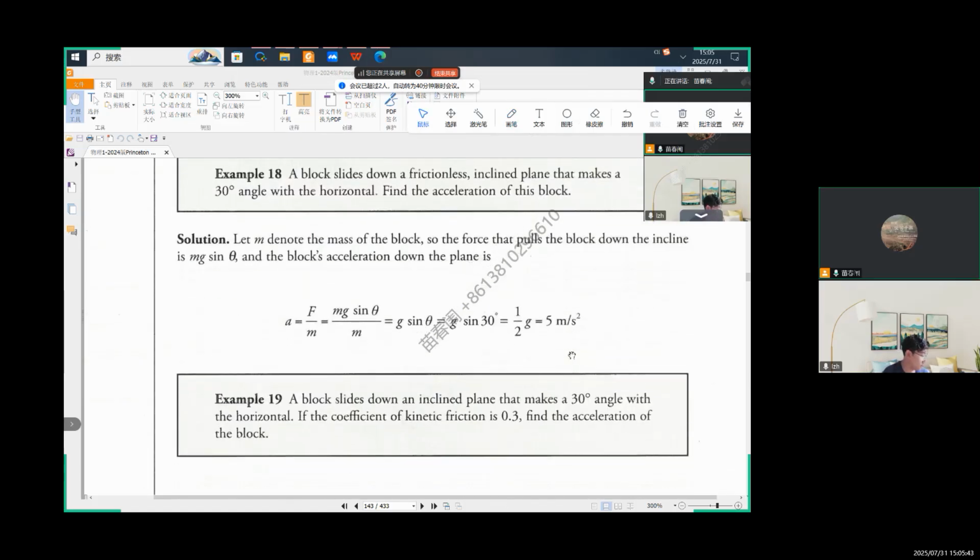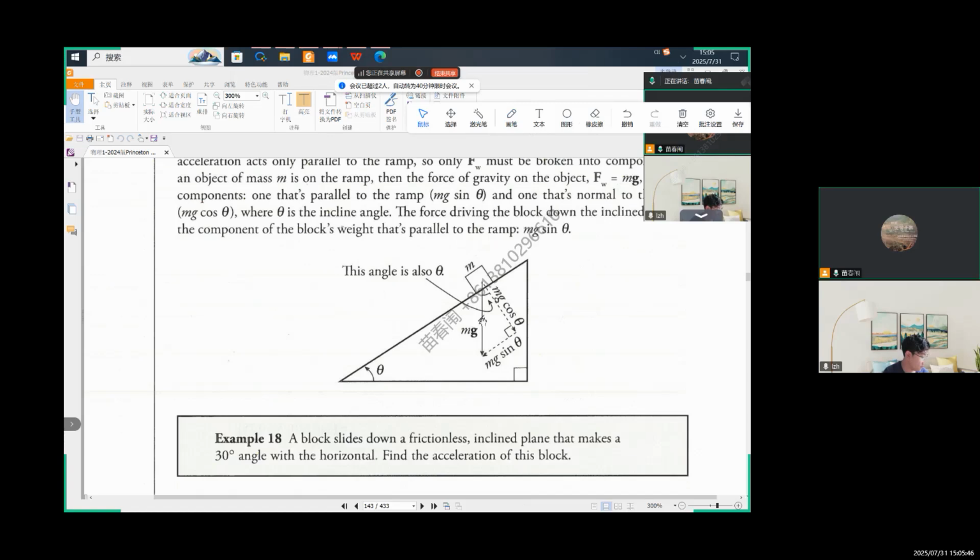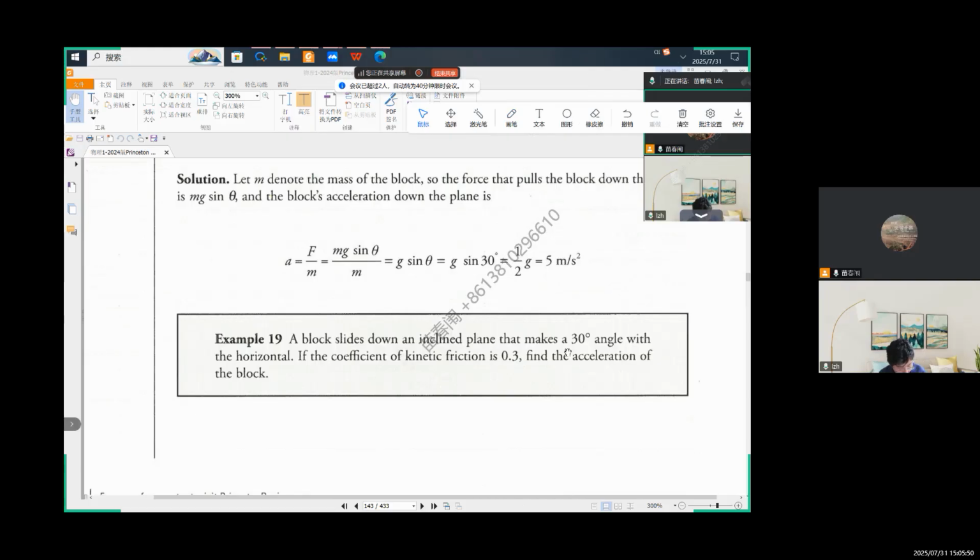This is 18. Oh, you can try to memorize this: mg cosine theta, mg sine theta. Okay, that's the two components of the gravity. So 19. Oh, 19, I have to mention something.